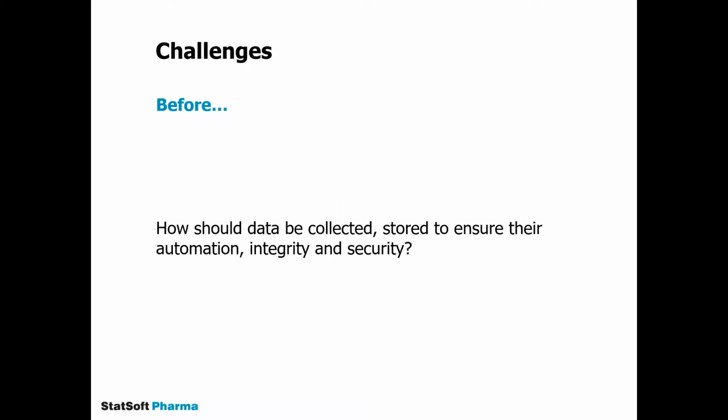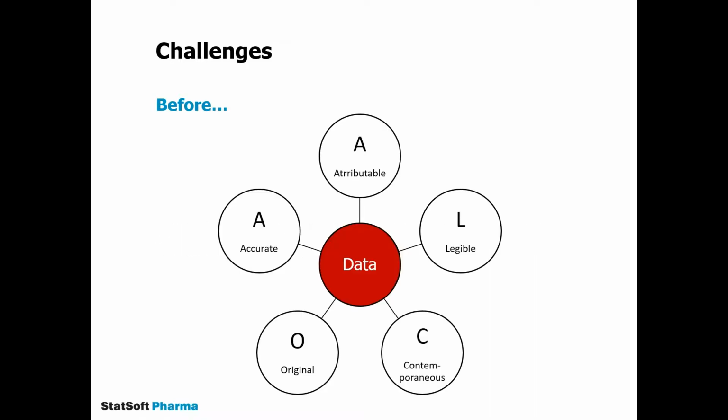Next question. How should data be collected and stored to ensure automation, integrity, and security? The basic principles of data integrity should be implemented, meaning the data should be attributable, legible, contemporaneous, original, and accurate.